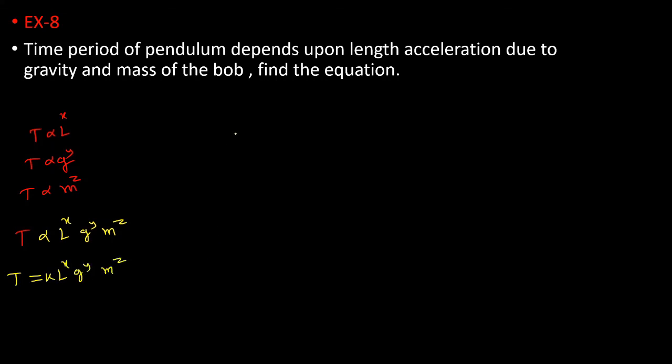Now I will put the dimension of T. What is the dimension of T? Definitely T, no doubt. But we need to write here m to the power 0, L to the power 0, and T to the power 1, with constant k. What is the dimension of g? Acceleration. Acceleration is L T to the power minus 2, with power y, and there is x. Clear?